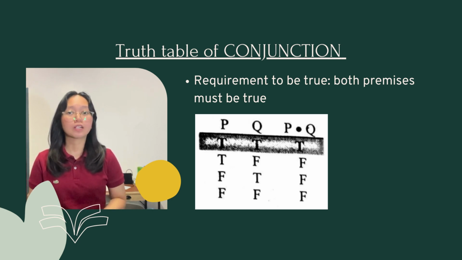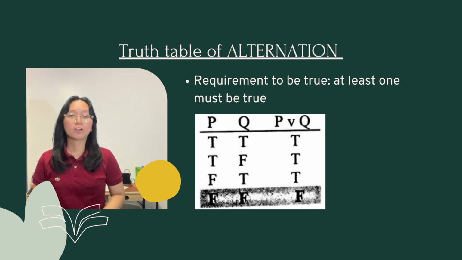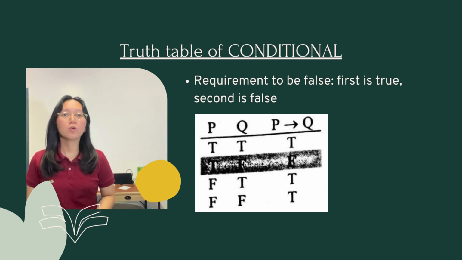If one premise is false, then the whole premise set is false. An alternation is false only when both alternants are false. This means that the minimum requirement in formulating a true alternation is that at least one of the alternants must be true. It will not matter even if one is false. In the conditional truth table, the only requirement for a set to be false is that P, or the first premise, must be true, and Q, the second premise, must be false.